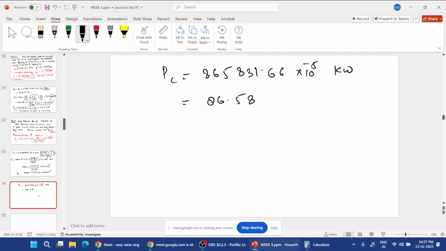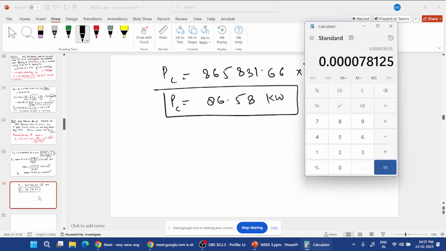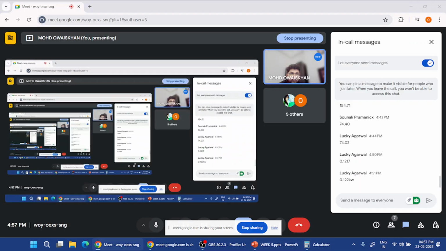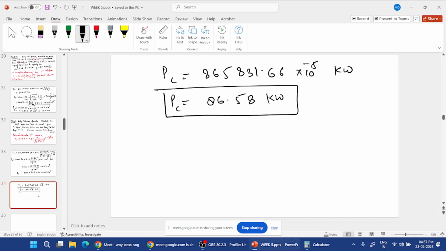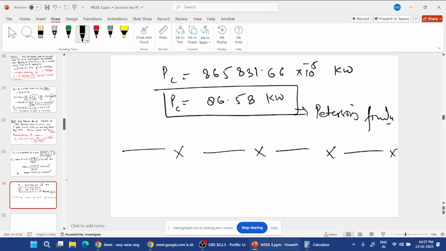86.58 kilowatt. This is the power loss due to the corona losses using Peterson's formula. So, with this, I end today's session and hope you have learned how to solve the questions regarding the corona losses and sag and various others. And with this, I end today's session.